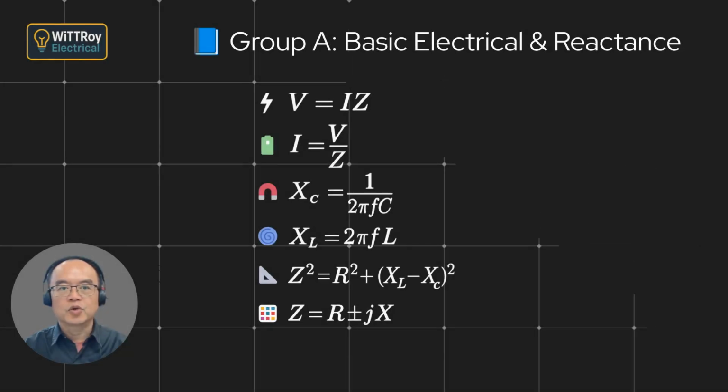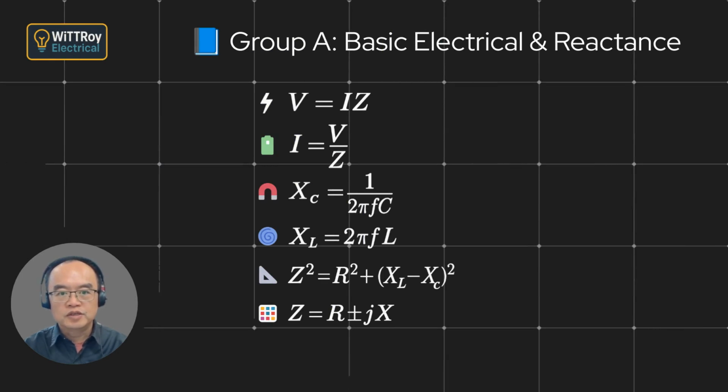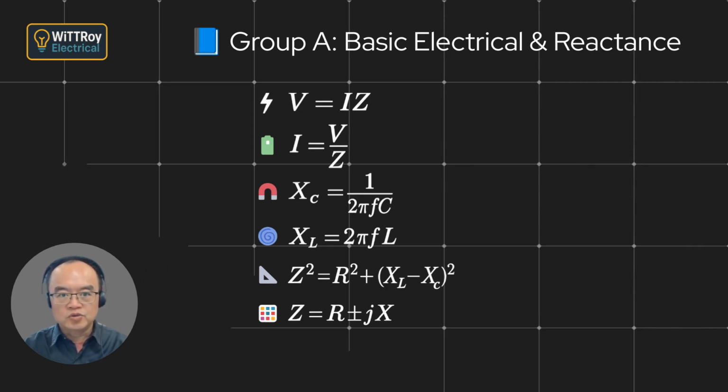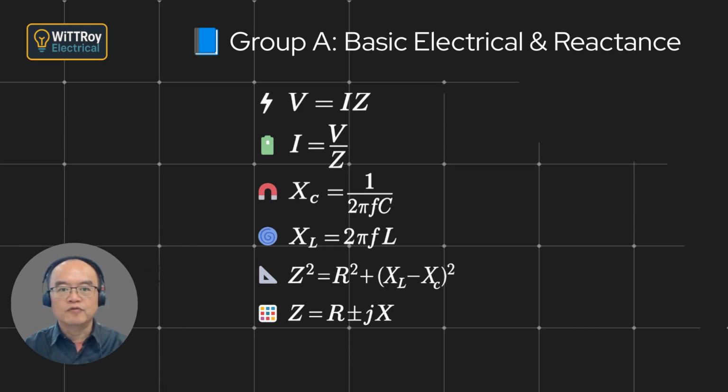Now we are starting Group A, which is all about basic electrical formulas and reactance formulas. These formulas are used for AC circuits. They help us understand voltage, current, resistance, impedance, inductive reactance, and capacitive reactance. In this group, we learn how impedance is made from resistance and reactance and how frequency affects reactance. Now let's go through each formula one by one.